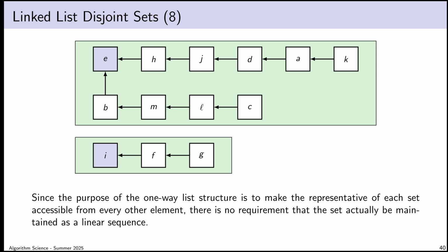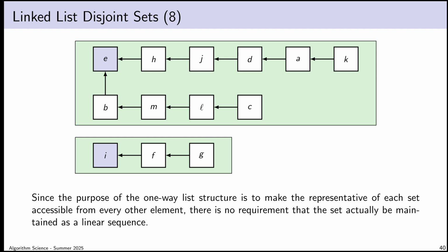There's no requirement that I maintain the set as an actual list. I just need some path. The word path reminds me of certain other data structures. I just need some path from every element to the representative. I don't care necessarily how many elements connect to the representative.